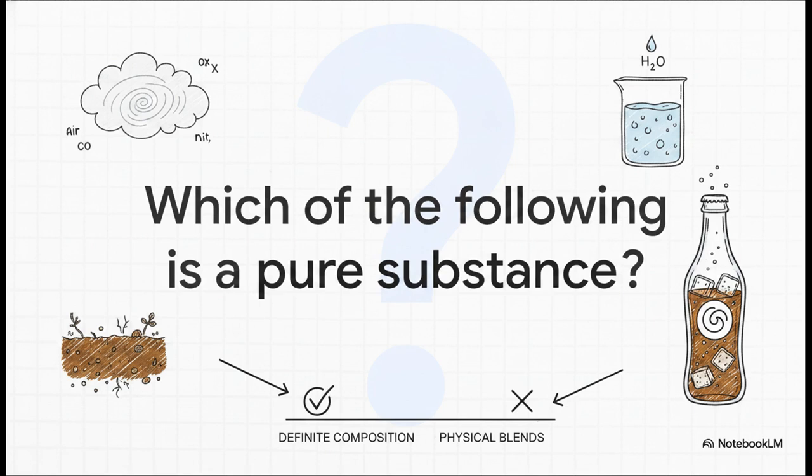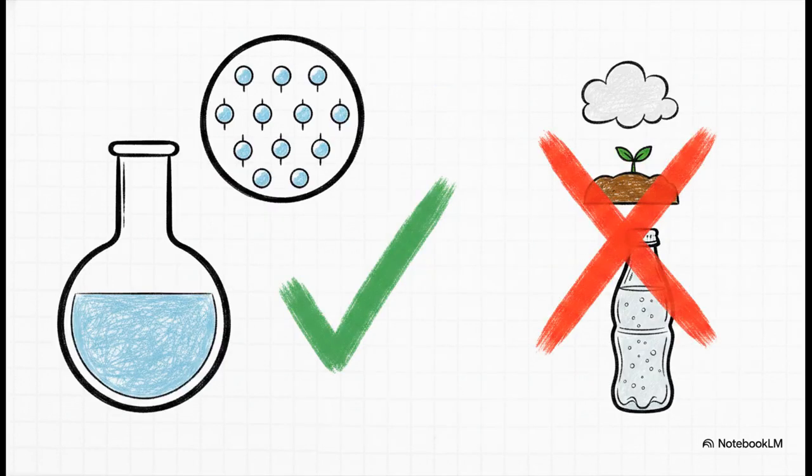Take a second. If you guessed B, excellent job. Distilled water is a pure chemical compound, whereas air, soil, and soda are all messy physical mixtures of multiple ingredients. Distilled water has had all its impurities and dissolved minerals totally removed, leaving only pure H2O molecules. Soil is a complex mix of rocks, organic matter, and water. A soft drink is a mix of carbonated water, sugar, and flavorings, so they're all mixtures except B.